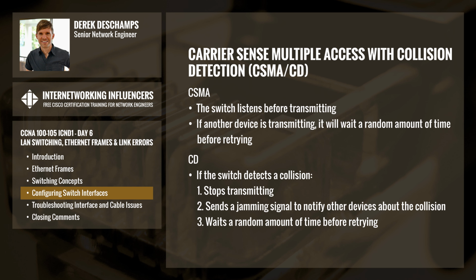With carrier sense multiple access, or CSMA, the switch listens before transmitting. If another device is transmitting, it will wait a random amount of time before retrying. With collision detection, or CD, if the switch detects a collision, it stops transmitting and sends a jamming signal to notify other devices about the collision. The switch then waits a random amount of time before retrying.